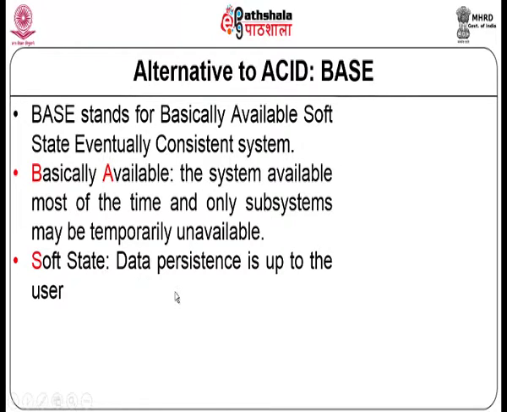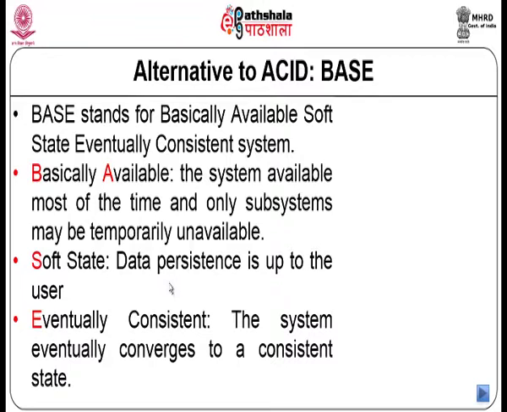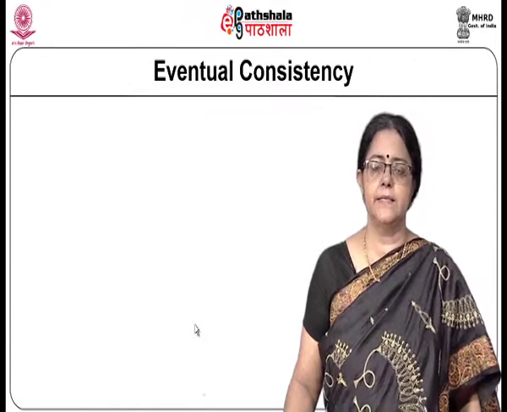What about the data persistence? It is up to the user. So, it is called a soft state. The persistence of data is not looked at. What about consistency? It follows something called an eventual consistency. So, let us look at what is an eventual consistency rather than a stronger consistency.